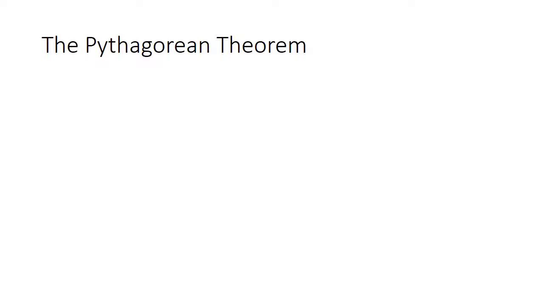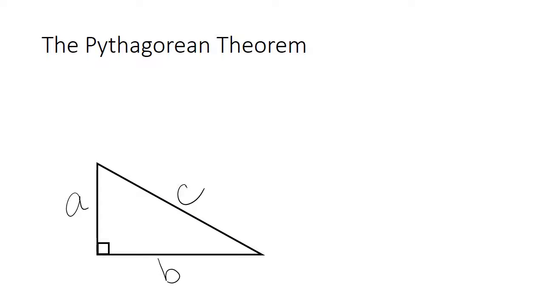So when it comes down to your formula for the Pythagorean theorem, you've got your triangle here, you've got your A, your B, and your C. The Pythagorean theorem says that A squared plus B squared is equal to C squared. Go ahead and memorize it. It's one you're going to need to have memorized. It's really simple to memorize. A squared plus B squared is equal to C squared.